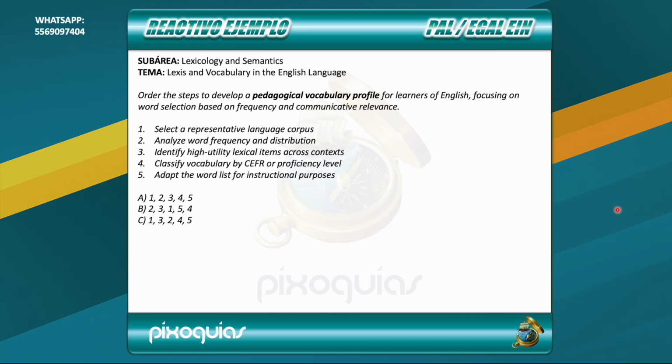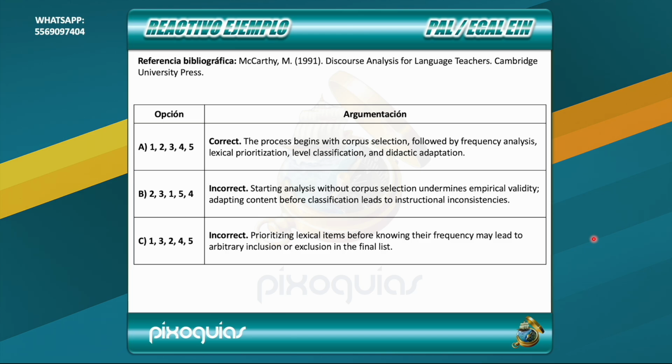This exercise is from the topic Lexis and Vocabulary in the English Language. Order the steps to develop a pedagogical vocabulary profile for learners of English, focusing on word selection based on frequency and communicative relevance. The correct answer, as we can see, is A. 1, 2, 3, 4, and 5.